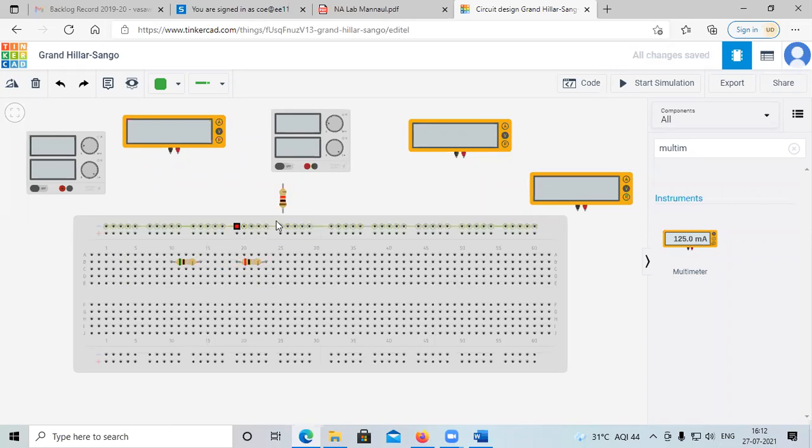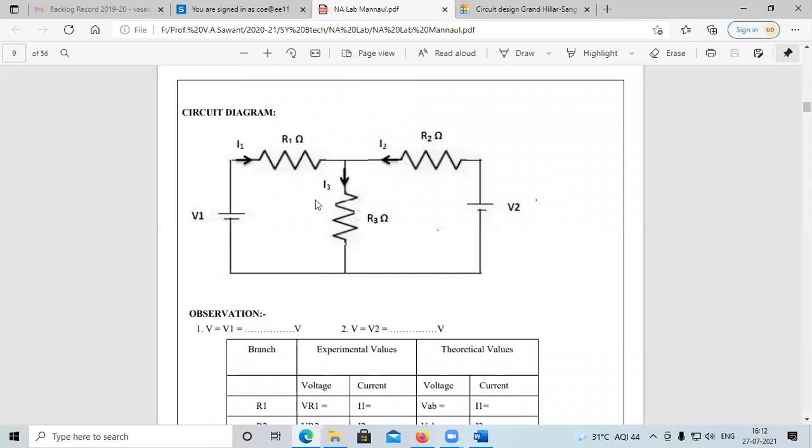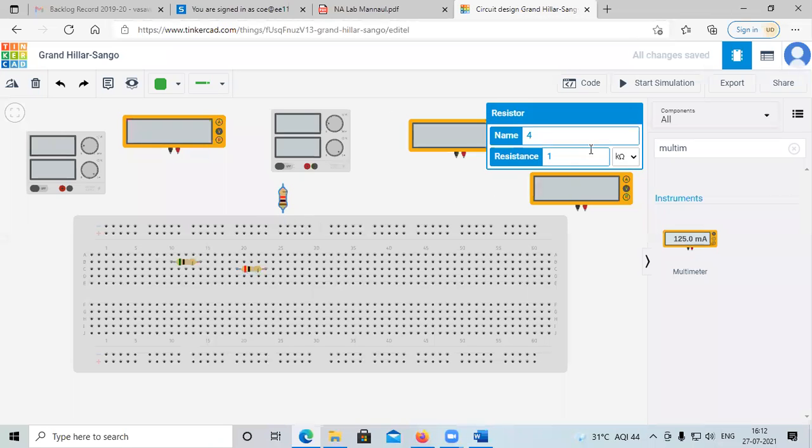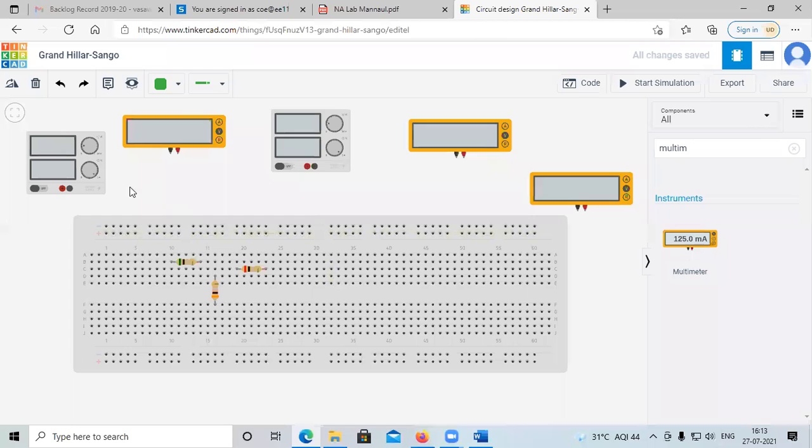Okay, now another resistor, it is in between. See where that resistor is in the circuit diagram. So this is resistor R3, in between R1 and R2. Just connect this resistor, and select the value of this resistor, which is 3 ohm. I have selected its value. Now this can be connected here. Okay, connect it here.